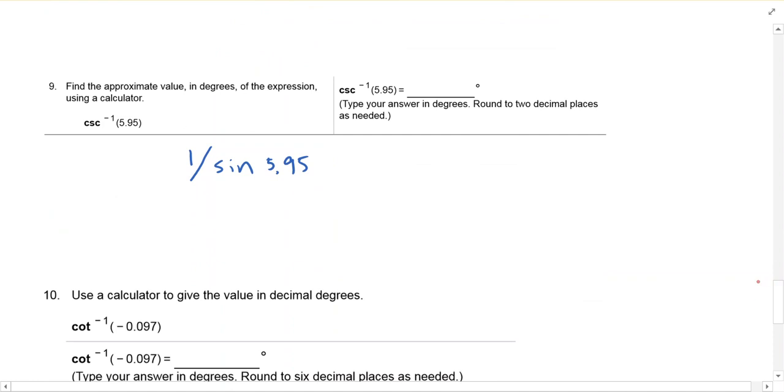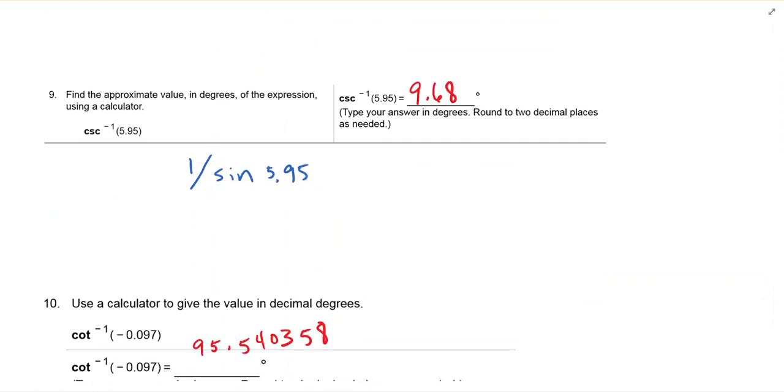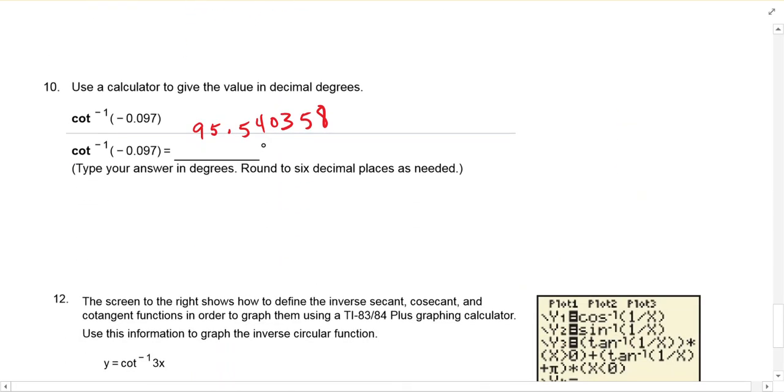Inverse cosecant 5.95. Well, inverse of cosecant is sine, so you do 1 divided by sine of 5.95. When you do that in your calculator, you get 9.68 degrees. For inverse cotan on the next one, you'll put that one in, 1 divided by tan, and put the value in, and you get 95.540358. It asked for 6 decimal places, so be sure you look at that.